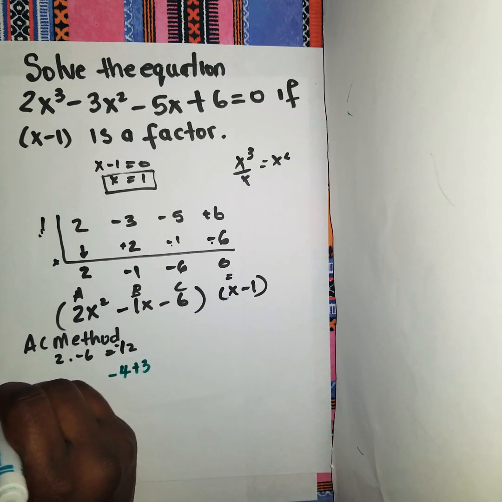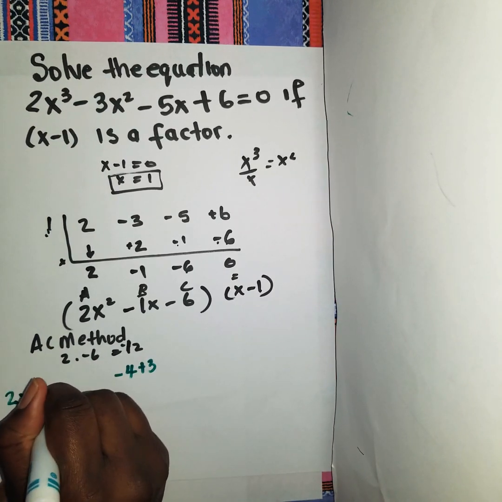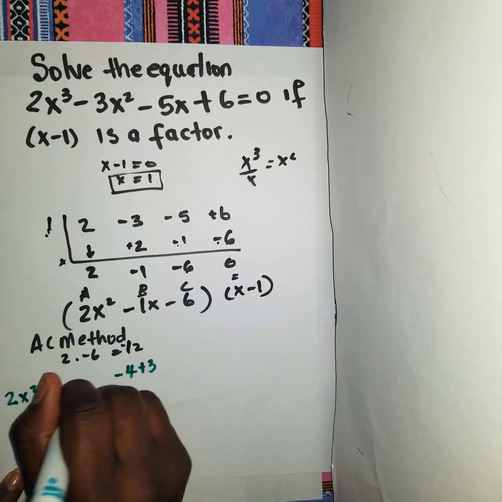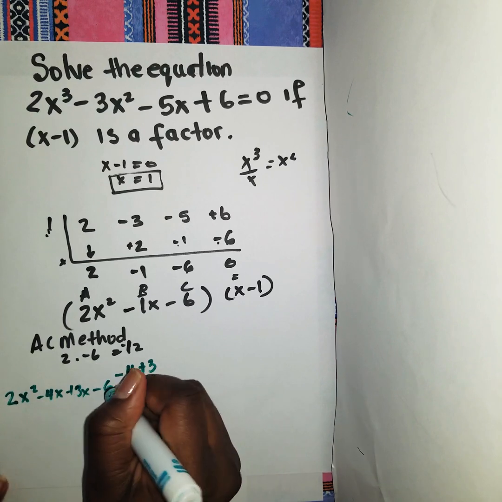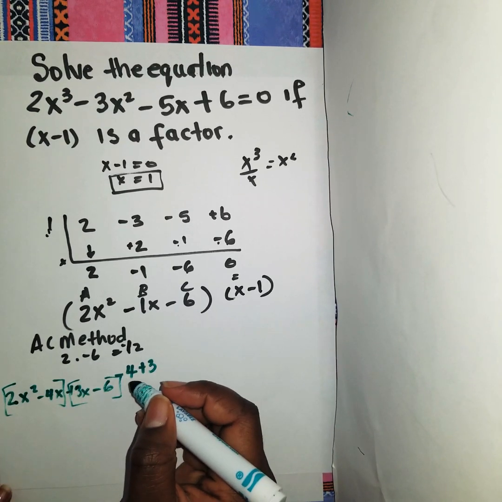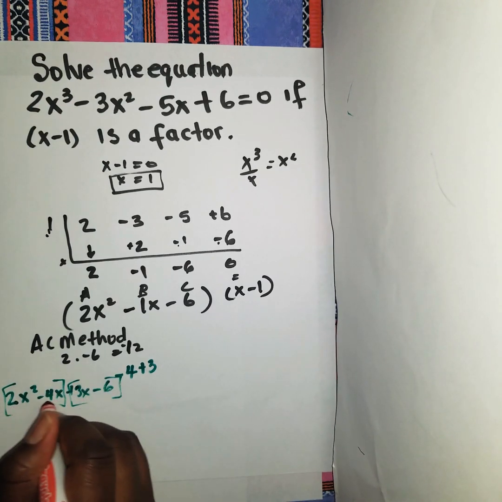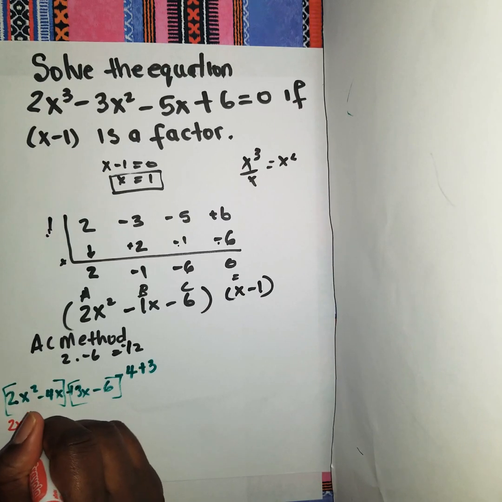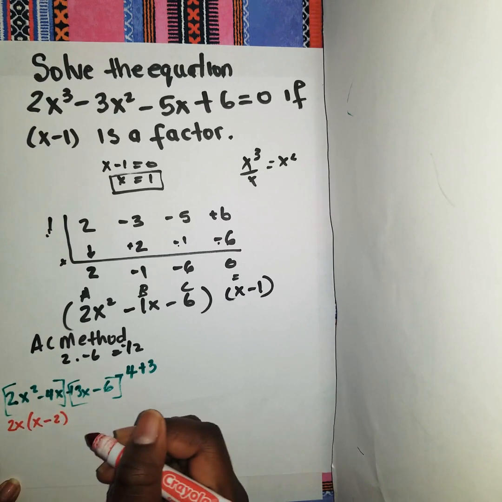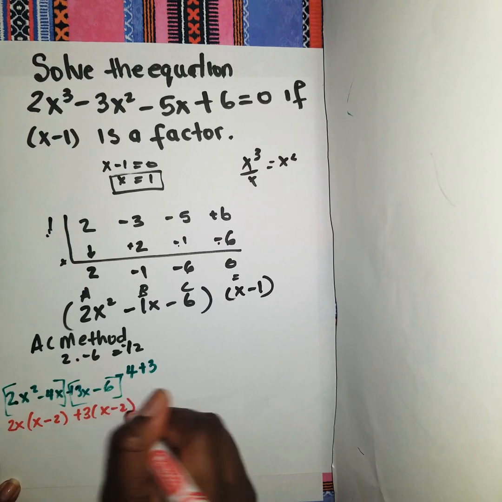So let's go. So it's going to be 2x squared minus 4x plus 3x minus 6. I'm going to be grouping right here because there are 4 terms, so we group them. Between these two, 2x is common. We take it out. It's going to be x minus 2. Between these two, 3 is common, so it's a +3, x minus 2.